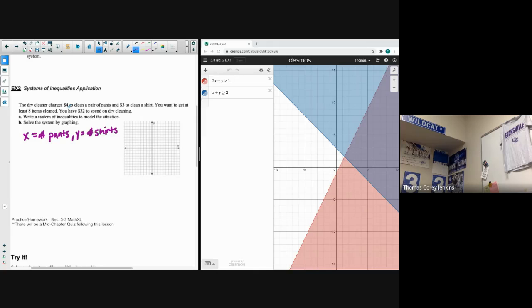So you have one inequality that says you want to get at least 8 items clean. That would be some number of pants plus some number of shirts. At least means greater than or equal to, so greater than or equal to 8. I'll do the other one in a different color. Now the other one would be for the money we have, right? On this one, it's going to be $4 per pair of pants plus $3 per shirt. And if we have $32, we can spend up to, but no more than $32. So as an inequality symbol, that'd be less than or equal to 32.